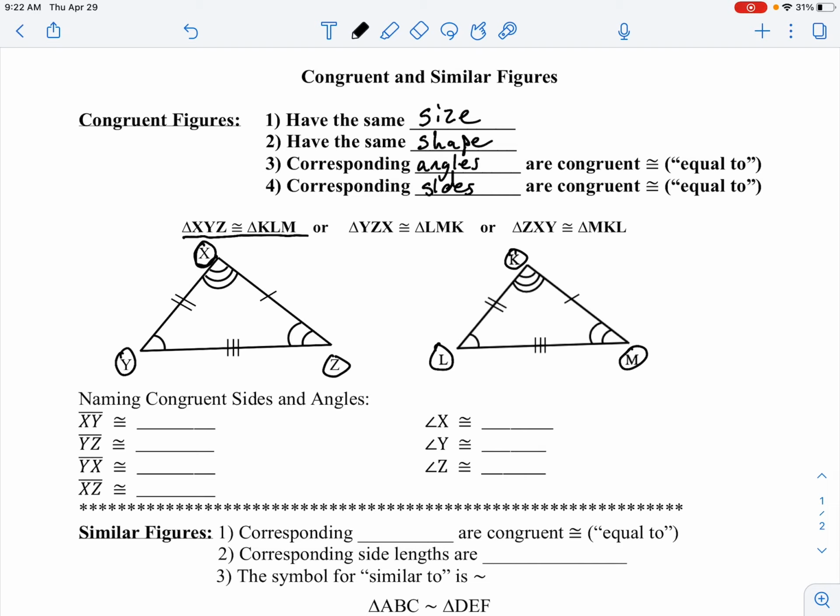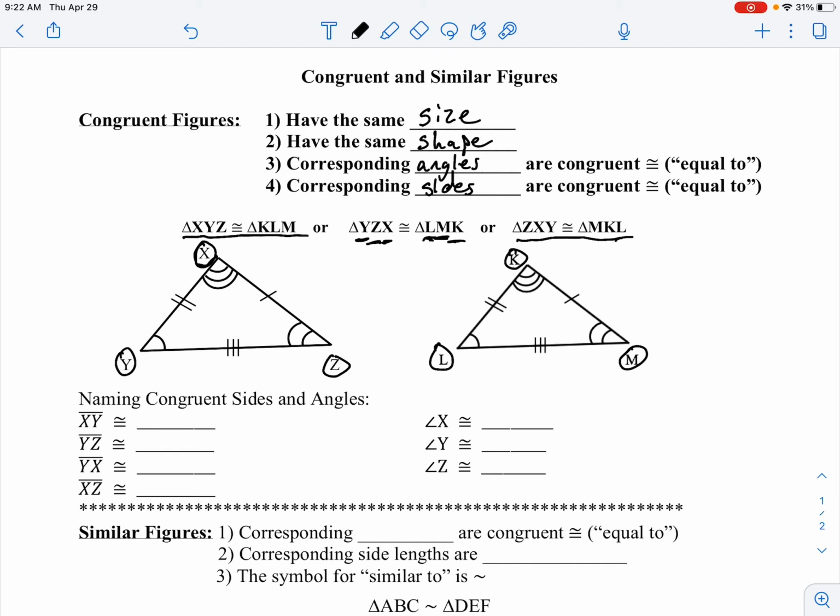As we can see here, they've changed the order of some things. Since angle Y we said was the same as angle L, it comes first in the name. Z is the same as angle M, so it comes second in the name. And X is the same as K, so it comes third in the name. That works for however you decide to name them. When you're naming them, the name of the angle will be in the same spot.